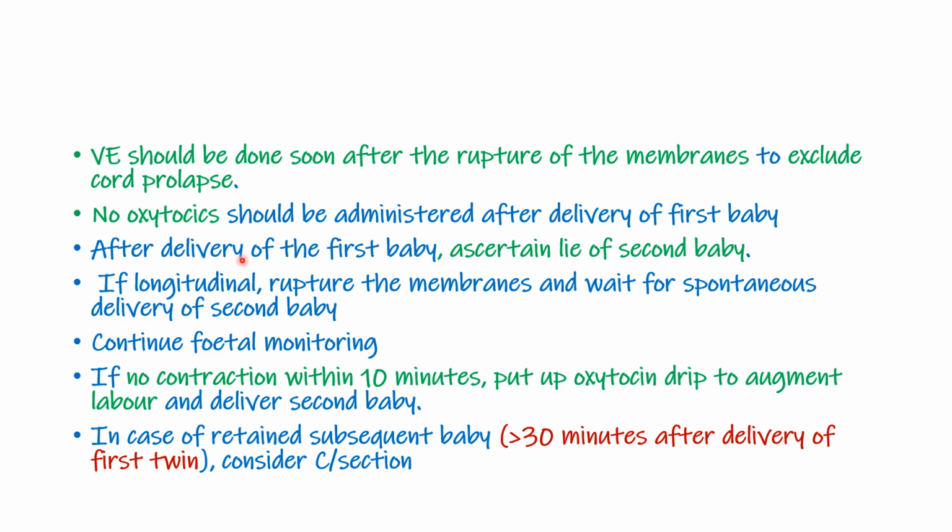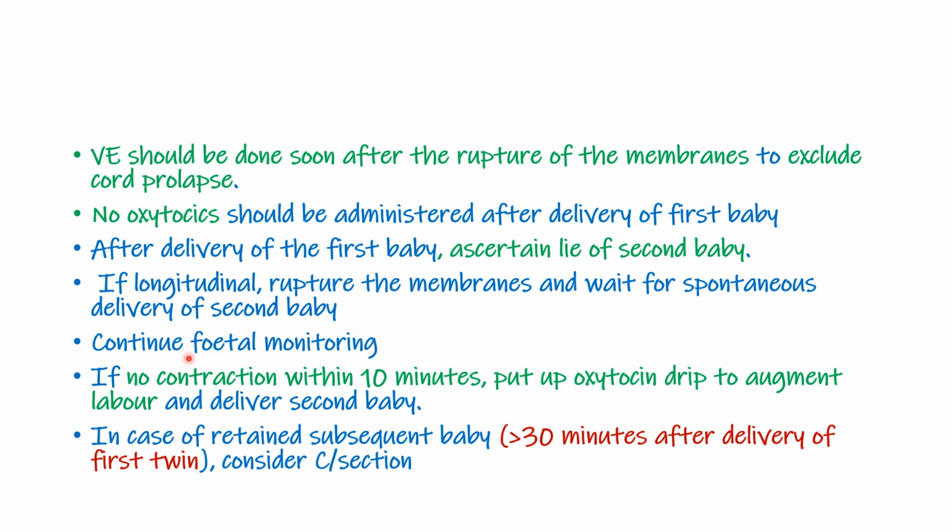Later, after delivery of the first baby, you've said not to give oxytocin, you are assessing the lie of the second baby. So if the lie is longitudinal, then you rupture membranes and wait for spontaneous delivery. However, if the lie is oblique, then you go for cesarean section. That is an obvious and absolute indication of cesarean section.